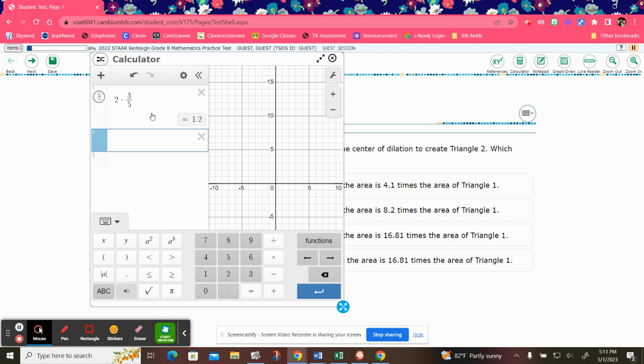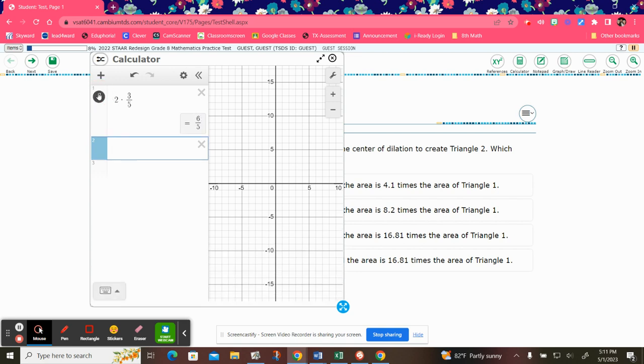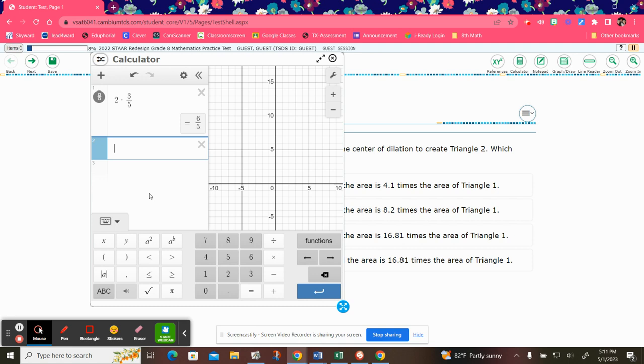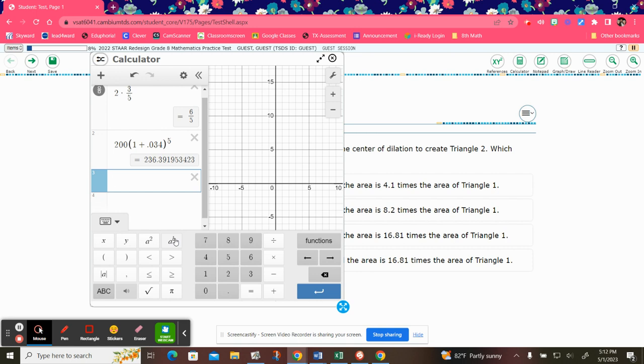All right. Now, if you want to turn this decimal into a fraction, you click right here on the fraction button, and it converts it for you. Okay. Now, if I'm in the second one, let's say I'm doing an interest problem for this. So I would type in 200 times 1 plus 0.034. And I'm going for 5 years, so I need to put my exponent as a 5. You're going to do a to the b power, and that's going to let you type in 5. All right, and that would give you your answer on that one.